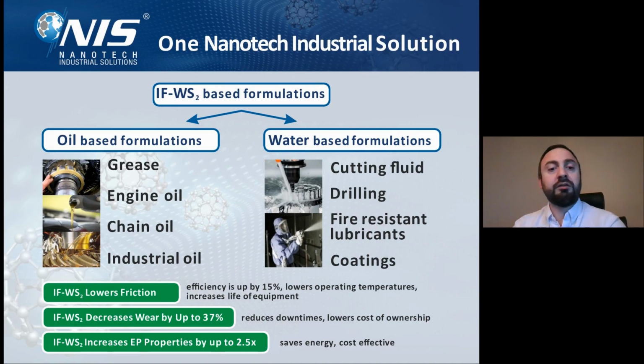But overall, on a high level, IF-WS2 lowers friction and increases efficiency up to 15%, depending on applications, and decreases wear by up to 37%, thus reducing downtime and lowering cost of ownership. IF-WS2 increases EP properties by up to 2.5 times, which in a heavy-duty application is extremely important because it saves energy as well as reduces downtimes.